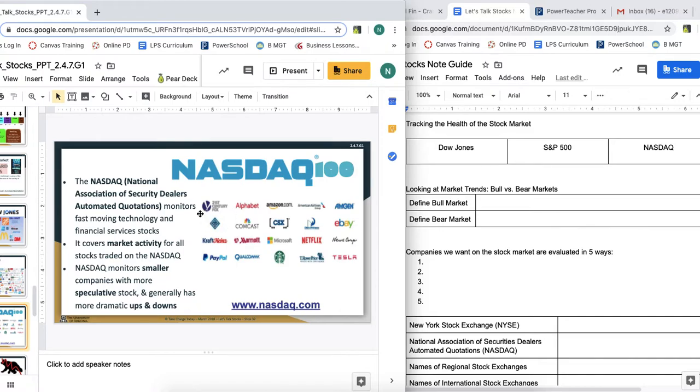And again, you can see some examples. So they're going to have Netflix, Starbucks, Tesla, eBay, Amazon, a lot of big tech companies, PayPal, and definitely a lot of companies that are in that financial services industry as well.